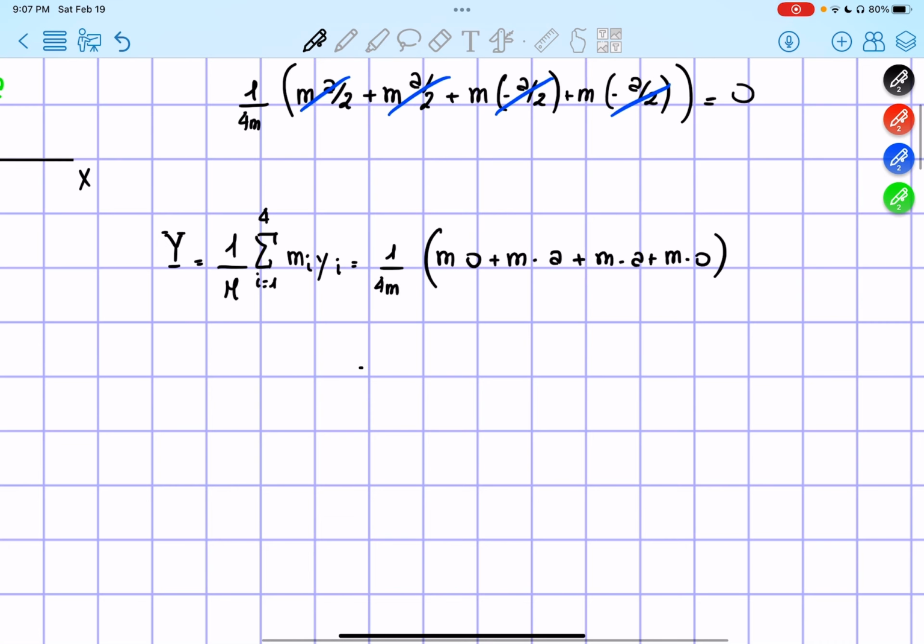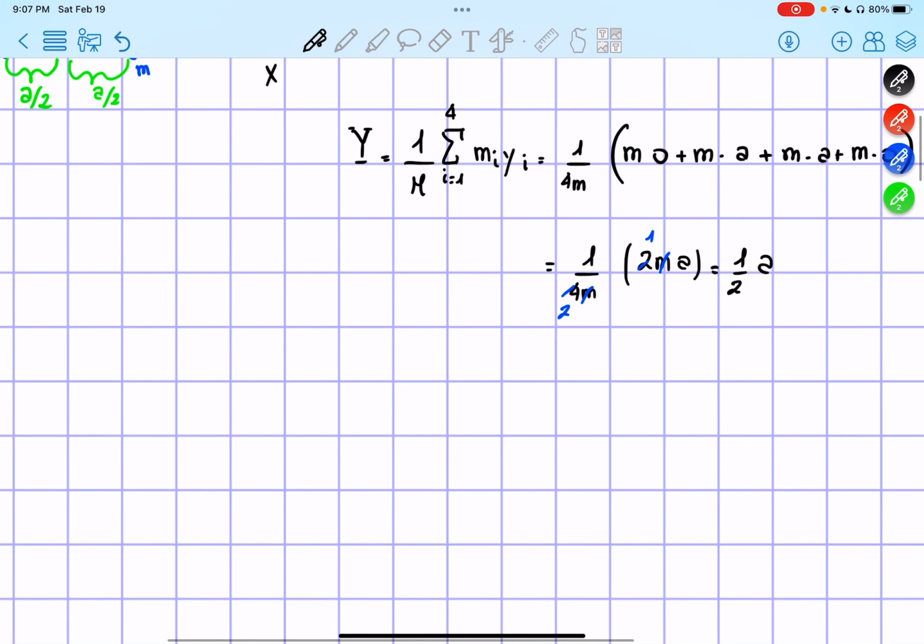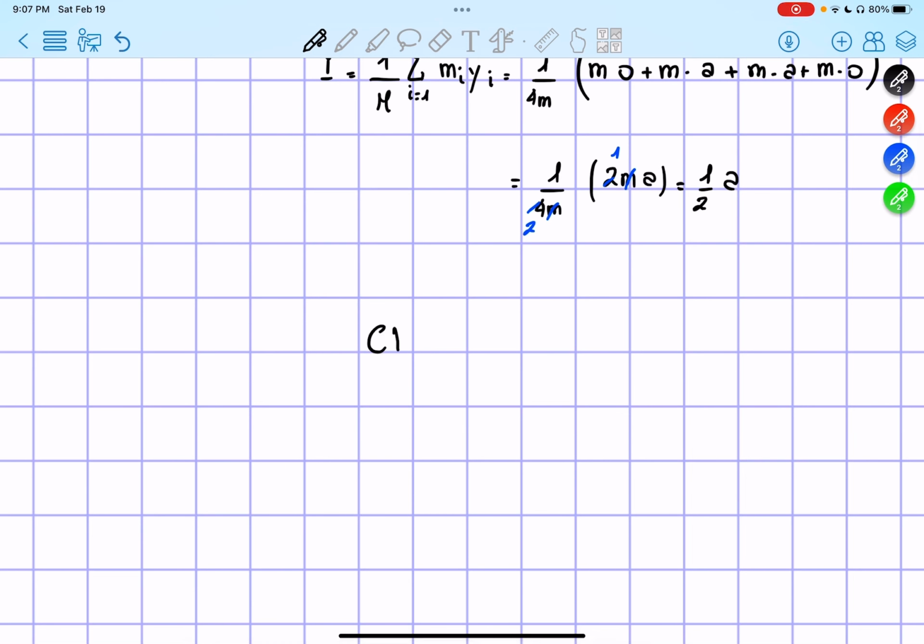And if we solve all this, we get 1 over 4m times 2ma. So we can simplify this 4 with this 2, and this m with this m, and our answer is going to be equal to 1 over 2 a on the y-axis. So our center of mass position has coordinates 0, comma a over 2, and that is the solution to our problem.